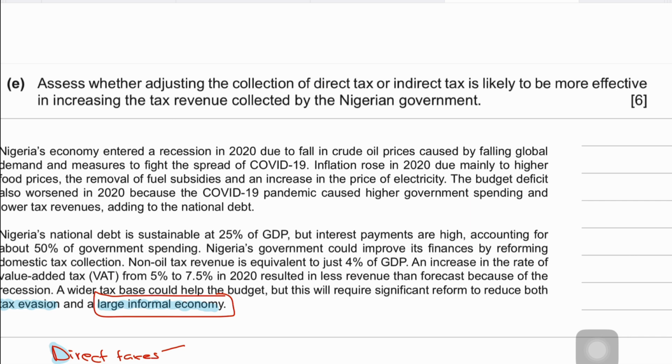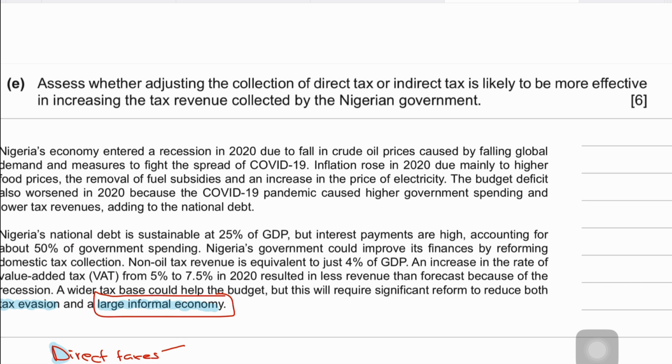And so then you need to conclude your answer, but in your conclusion, you don't necessarily have to take a stance by saying that direct taxes would be more effective or indirect taxes would be more effective, because both have their own pros and cons, right? Both are equally important in generating tax revenues. So a good conclusion could be: to conclude, the effectiveness of direct taxes and indirect taxes in increasing tax revenue collection by the Nigerian government actually depends on the taxpayers' compliance, because this is a very important factor.